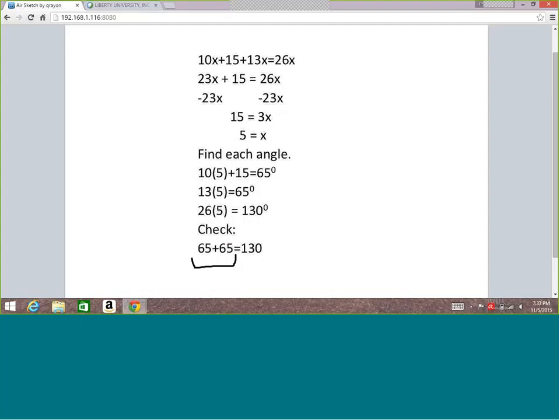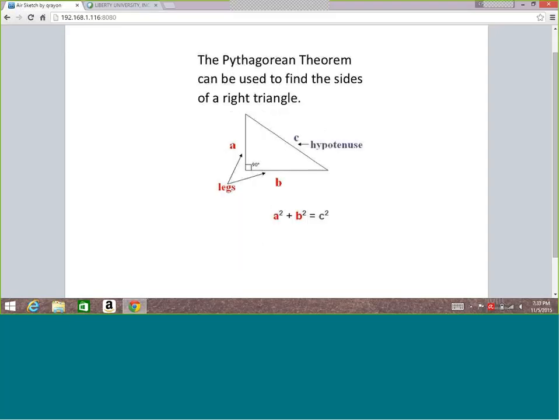Okay. And so we're going to shift a little bit here from looking at angles in a triangle to look at the sides. And the Pythagorean theorem helps us to work with the sides of a right triangle. Now, the Pythagorean theorem only works for right triangles. It doesn't work for obtuse triangles or acute triangles.